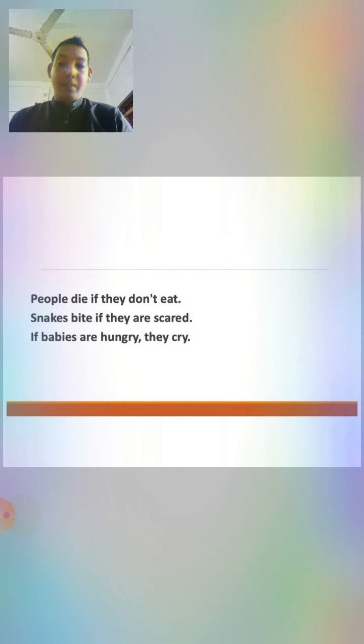There are examples also: people die if they do not eat. Snakes bite if they are scared. If babies are hungry, they cry. If you look carefully, there are two parts in each. One is the if clause and another is the main clause. Suppose people die is a main clause, and if they don't eat is an if clause. Another example: if babies are hungry is an if clause, and they cry is the main clause.